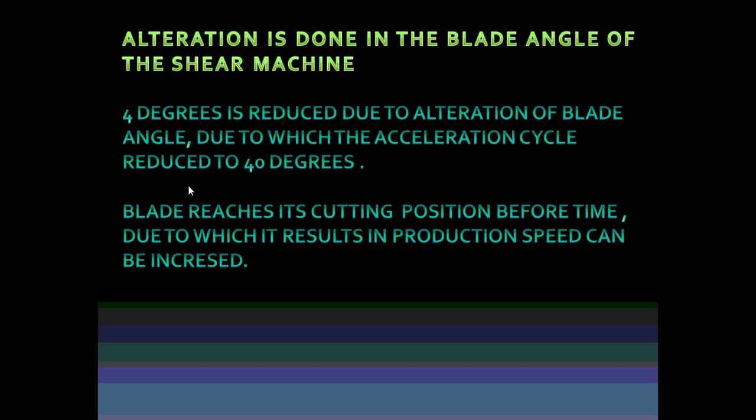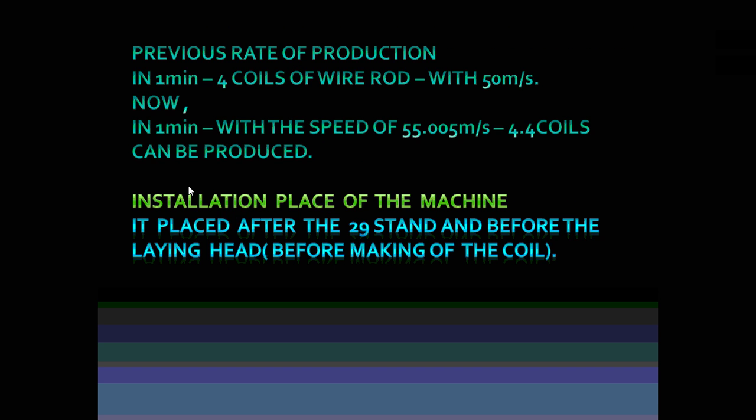Alteration done in the blade angle of the shear machine, reduced by 4 degrees, due to which the acceleration cycle reduced to 40 degrees. Previously it was 44, now it is 40 degrees. Now as the blade reaches the cutting position before time, the production speed can be increased.